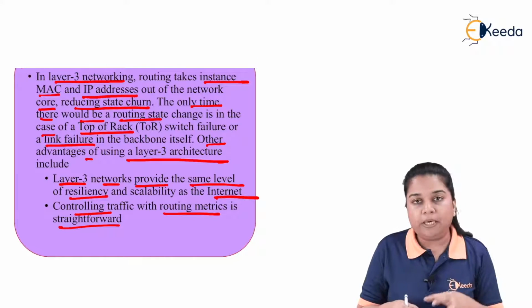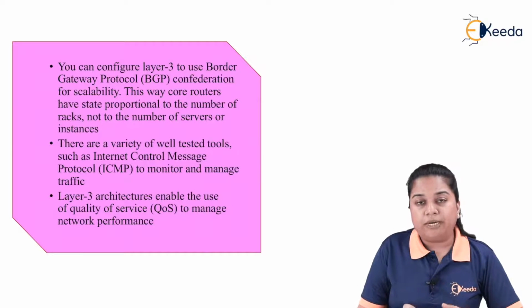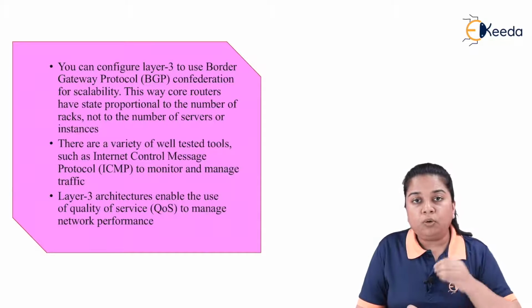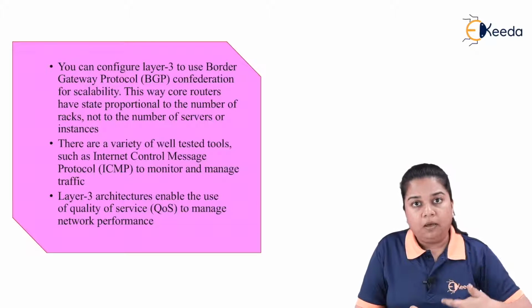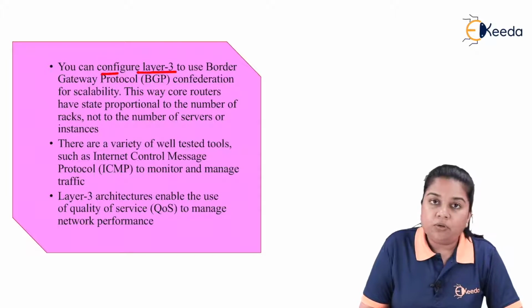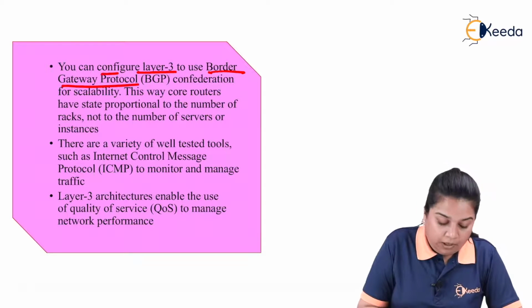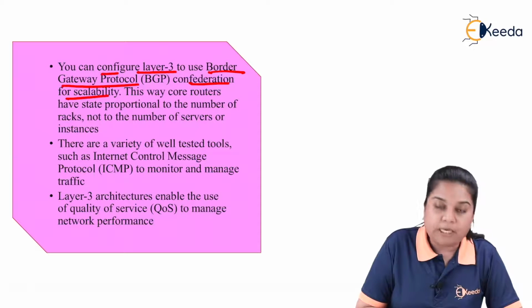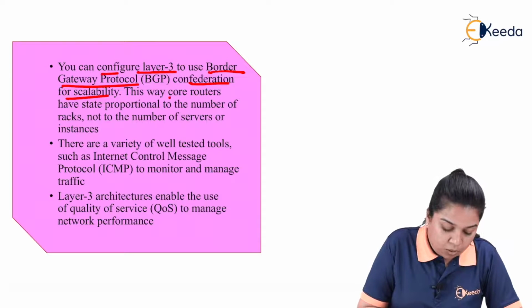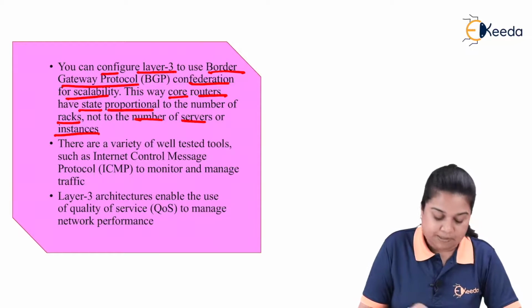That means it will be there and it is straight. That means you need not complicate that. It is simple as you do. Then you can configure layer 3 to use border gateway protocol, that is BGP configuration, for scalability. This way, core routers have state proportional to the number of racks, not to the number of servers or instances.